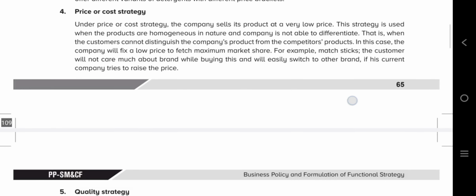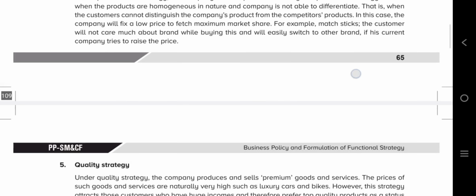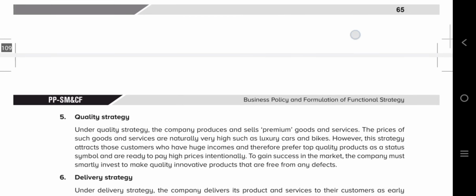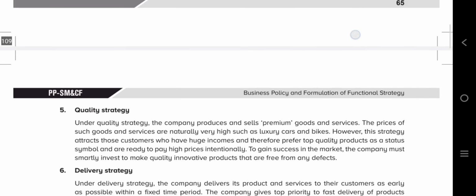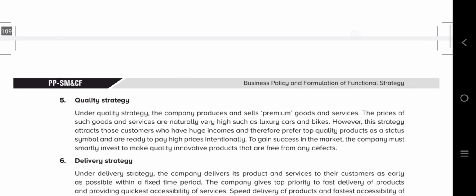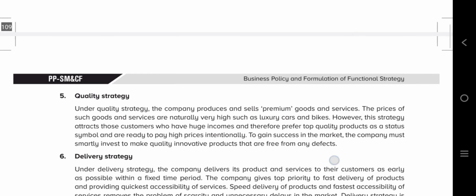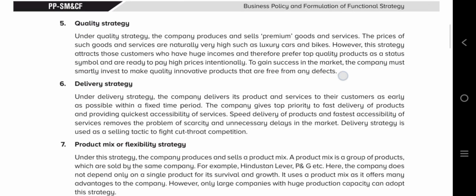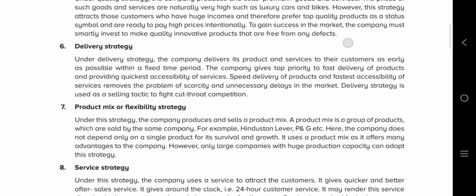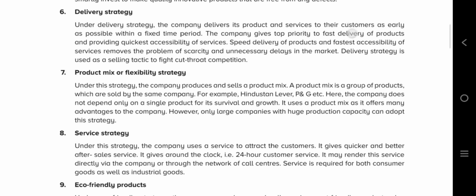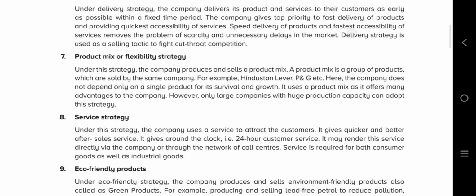Like we have Wheel and Surf Excel, both belong to the same company. How are they focusing? One on premium and one on normal people. So focus: same company, but two different products with two different focuses. Focus strategy, or market segmentation, depends on the premium quality and premium requirement, and on the normal requirement, like cost. Two things: cost and quality.